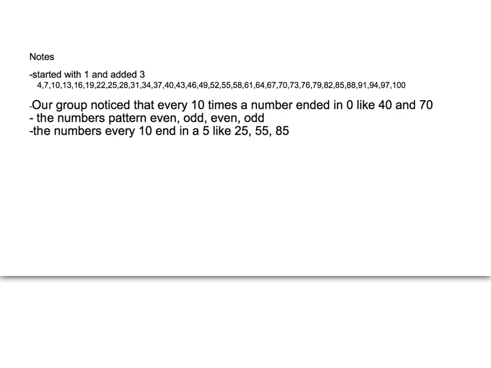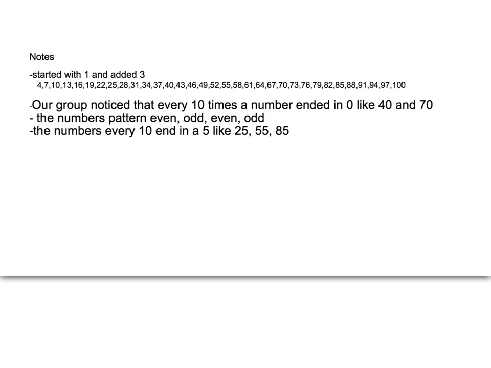Another pattern was the numbers patterns even, odd, even, odd, even, odd. So it continued to alternate evens and odds. And also, every 10 numbers, the numbers ended in a 5. For example, 25, 55, and 85.